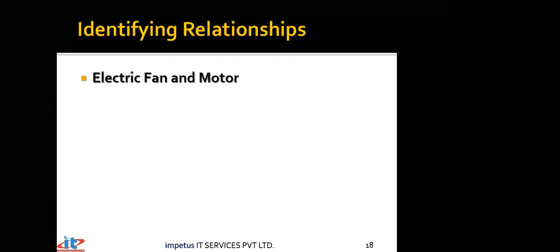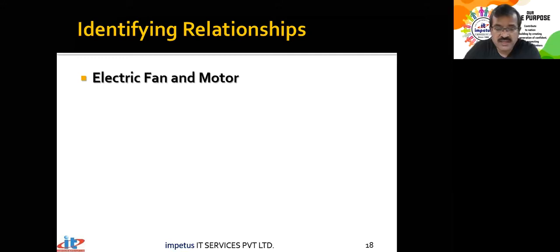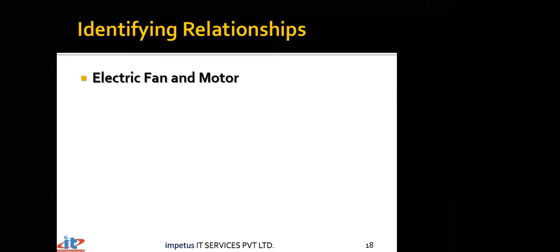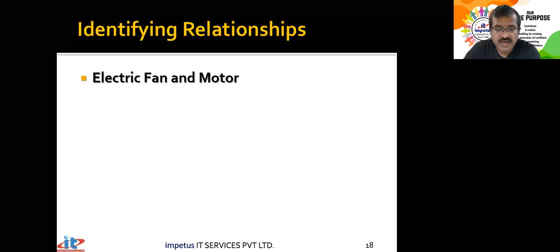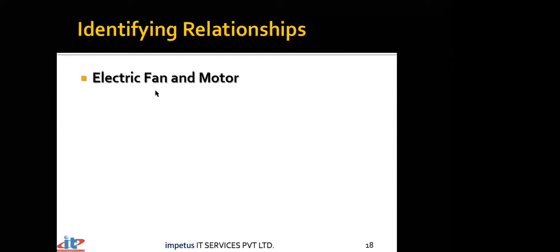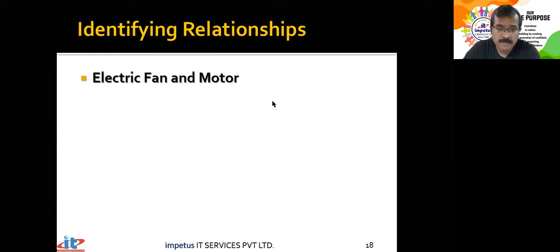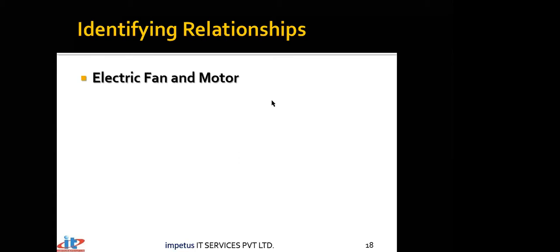Sir, both are using each other. Okay. And what other concept is there in utilization? They must be independent. So can you describe a motor without knowing about the electric fan? Yes. Can you describe an electric fan without having knowledge about the motor? No. Finished. So it cannot be utilization.